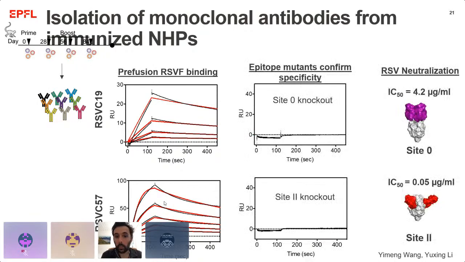And what we could show is that one of these antibodies was, in fact, directed to one of the most important epitopes in this protein. In this case, it was a site 0 antibody, and these antibodies were also able to neutralize the virus as monoclonal antibodies.